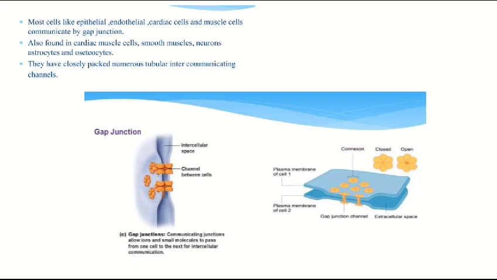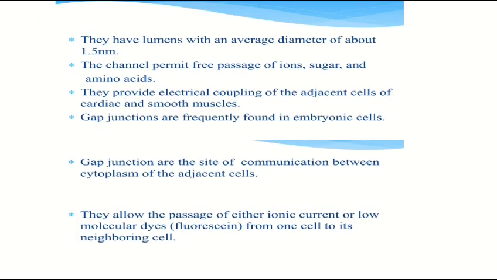Most cells, like epithelial, endothelial, cardiac cells and muscle cells, communicate by gap junction. They are also found in cardiac muscle cells, smooth muscles, neurons, astrocytes and osteocytes. They have closely packed numerous tubular intercommunicating channels. They have lumens with an average diameter of about 1.5 nanometers. The channels permit free passage of ions, sugars and amino acids.